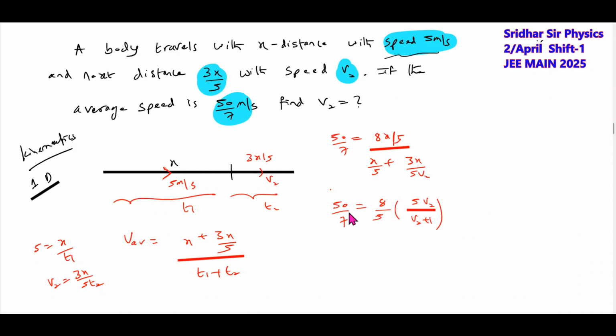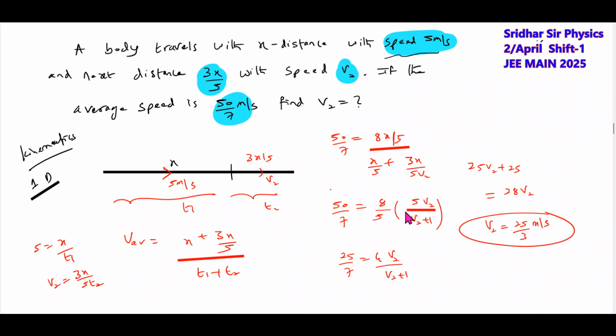This will be 5, the 5 gets canceled here. 50, this will be 4. This will be 25 by 7, 4. v2 by v2 plus v1. 25 v2 plus 25 equal to 28 v2. v2 is equal to 25 by 3 meter per second.